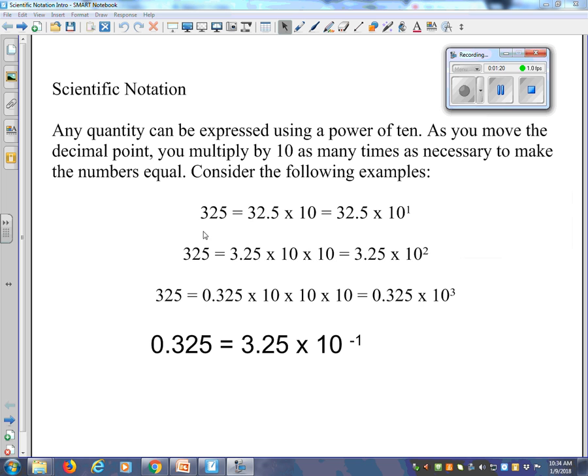So if I've got the number 325, 325 is the same, Trent, as 32.5. I gave you guys plenty of time.